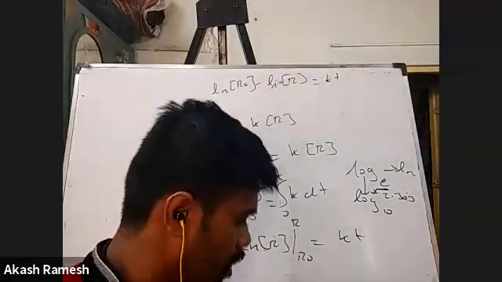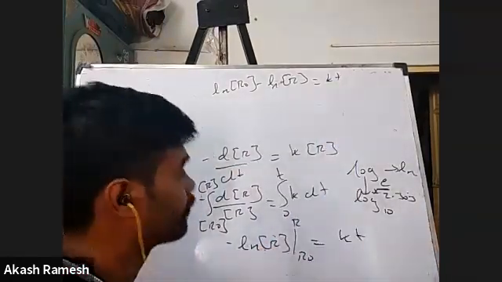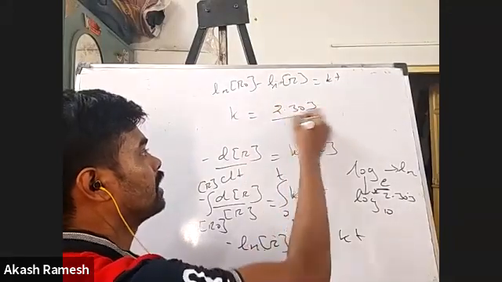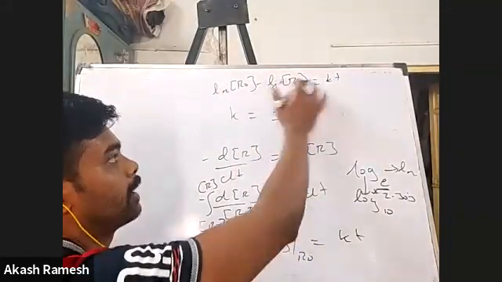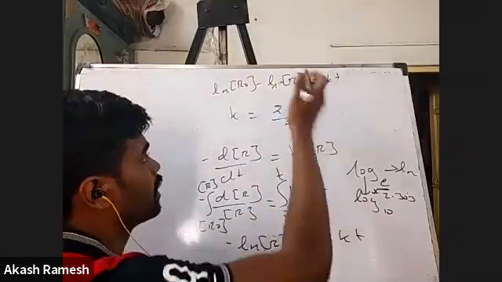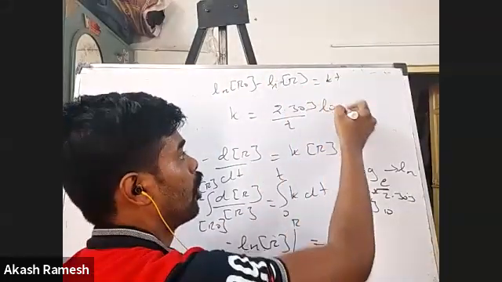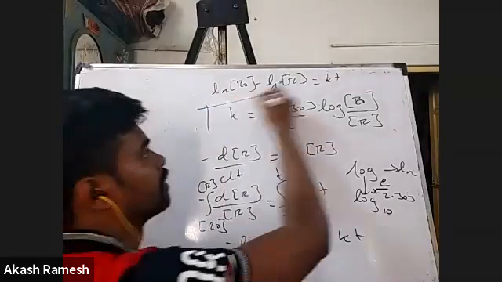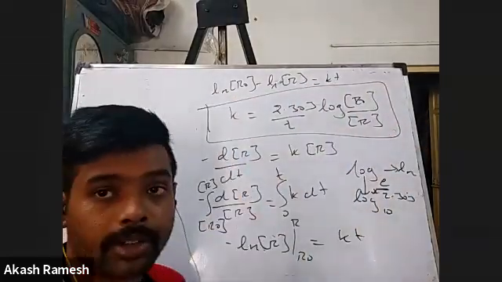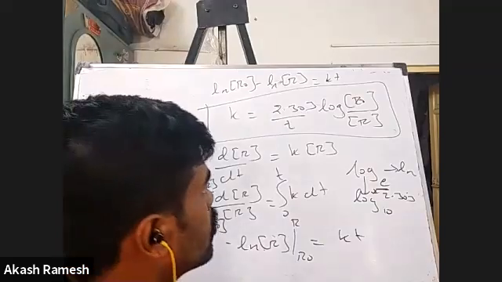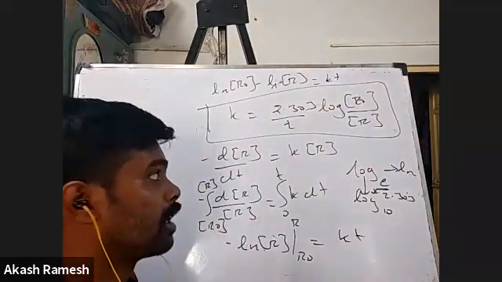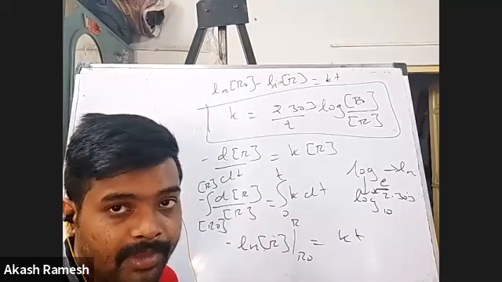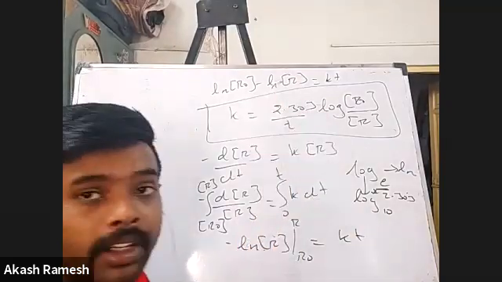I'll get the final equation easily. So I have k is equal to 2.303 divided by t. I just took this t here, multiplied by 2.303, and log a minus log b will become log of a by b: log of r naught by r. This is the equation, right? k is equal to 2.303 by t into log of initial concentration by final concentration. Done. This equation you have to remember.